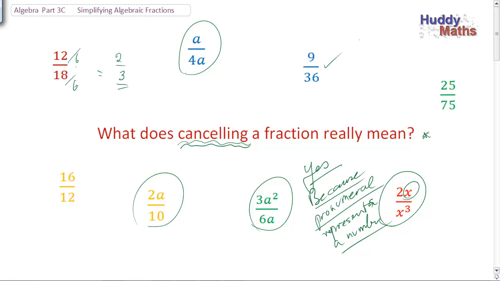Let's do this one here and ask what goes into 9 but also goes into 36. Dividing 9 by 9 goes once, 9 into 36 goes 4, so this comes to a quarter. What about 25 and 75? Well, 25 divided by 25 is 1, and 75 divided by 25 is 3.